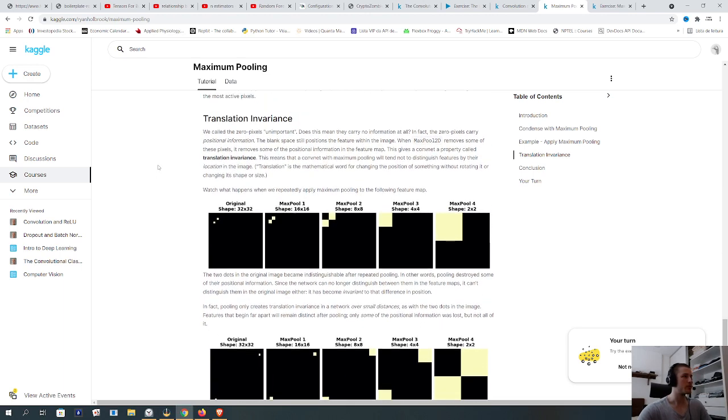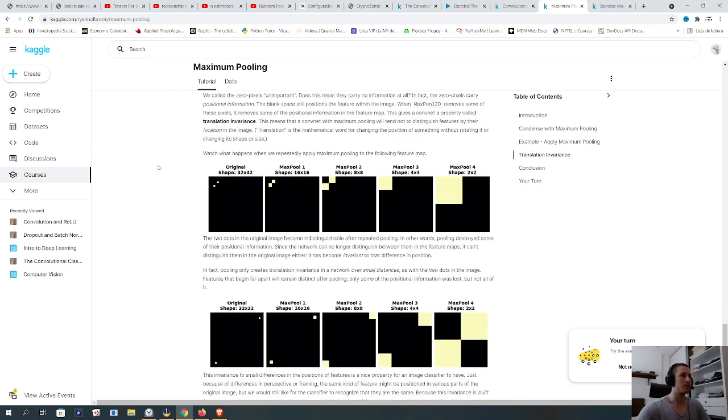We call the zero pixels unimportant. Does this mean they carry no information at all? In fact, the zero pixels carry positional information. The blank space still positions the feature within the image. MaxPool2D removes some of these pixels. It removes some of the positional information in the feature map. This gives a convnet a property called translation invariance. This means that a convnet with maximum pooling tends not to distinguish features by their location in the image. Translation is the mathematical word for changing the position of something without rotating it or changing its shape or size.